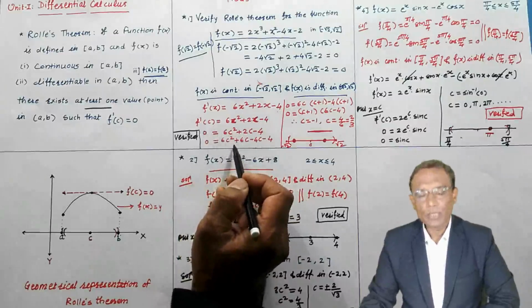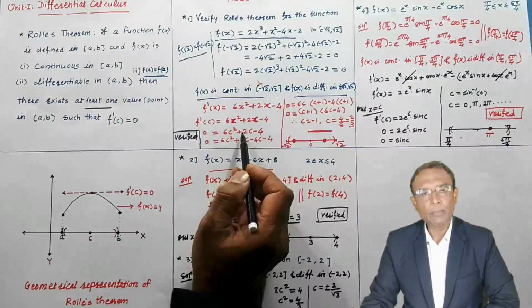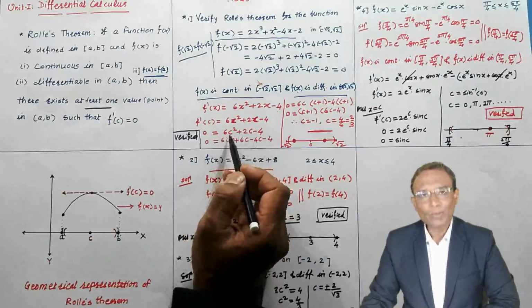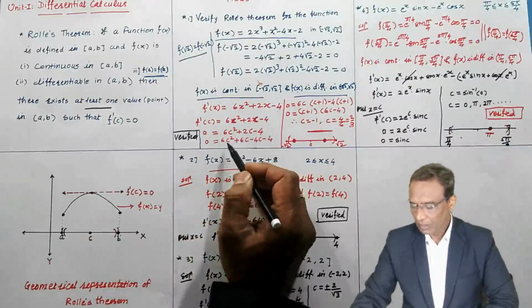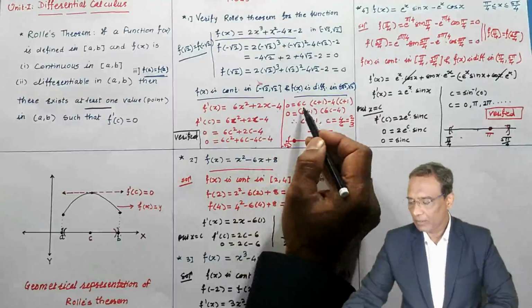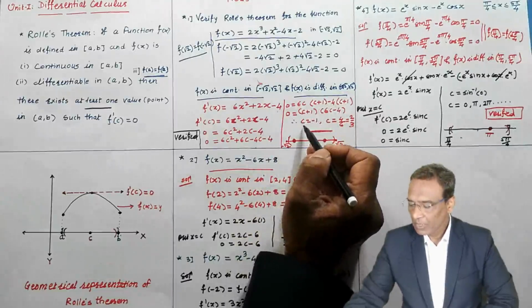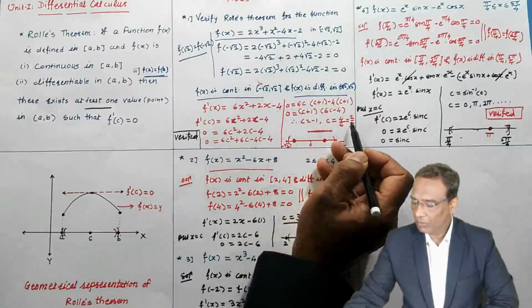You will get two values of c, but I would recommend you to use a calculator to get the values of c. Right now I don't have a calculator, therefore I am solving it in the traditional way, analytically, like this. C equal to -1 and c equal to 2 by 3.